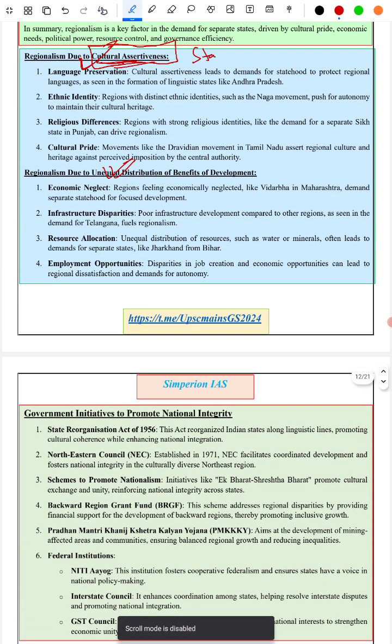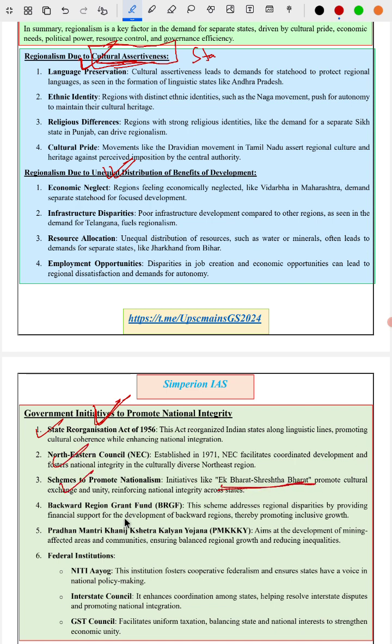Next, we have covered government initiatives to promote national integrity. There is the States Reorganisation Act, the North Eastern Council Act, schemes to promote nationalism like the Ek Bharat Shreshtha Bharat scheme. There are grants to backward areas so that people don't feel left out. The government has started the Pradhan Mantri Khanij Kshetra Kalyan Yojana for parts of central India, which have a huge amount of natural resources and are also among the backward areas, to make sure people don't feel left out of the growth story of the country. There is NITI Aayog, and the Centre and states together in the GST Council, the Inter-State Council, etc.